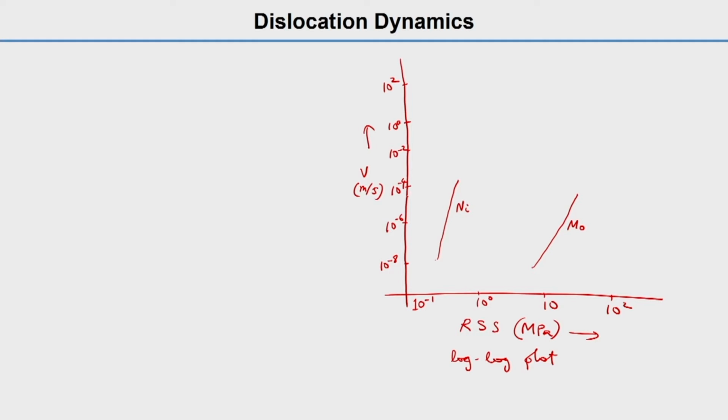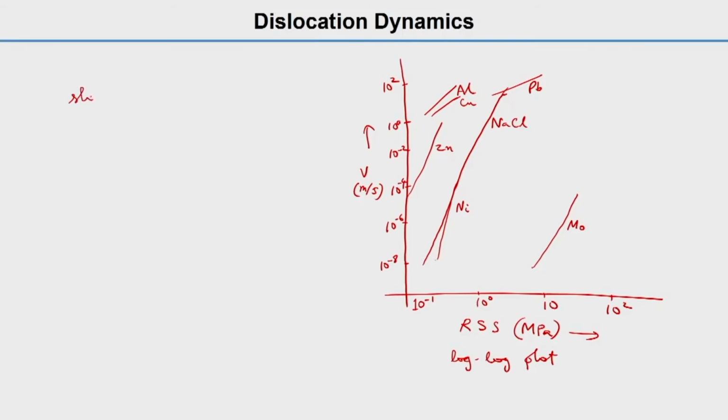zinc will be something like this. Sodium chloride will be like this, NaCl will look something like this. Then lead, Pb, will be something like this, and then aluminum comes here. Even copper is also somewhere close. So these are the plots that show how the dislocation velocity depends on the resolved shear stress.